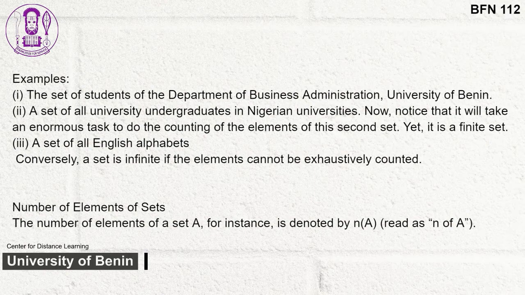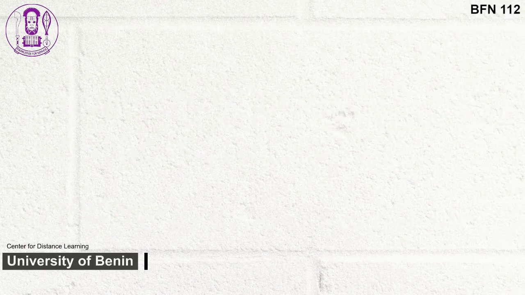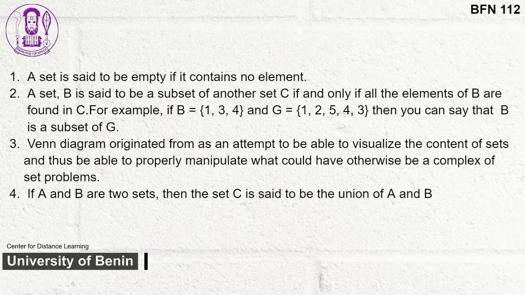Summary of study session 11. In this study session, please note the following. 1. A set is said to be empty if it contains no element. 2. A set B is said to be a subset of another set C if and only if all the elements of B are found in C. For example, if B equals {1, 3, 4}, and G equals {1, 2, 5, 4, 3}, then you can say that B is a subset of G.